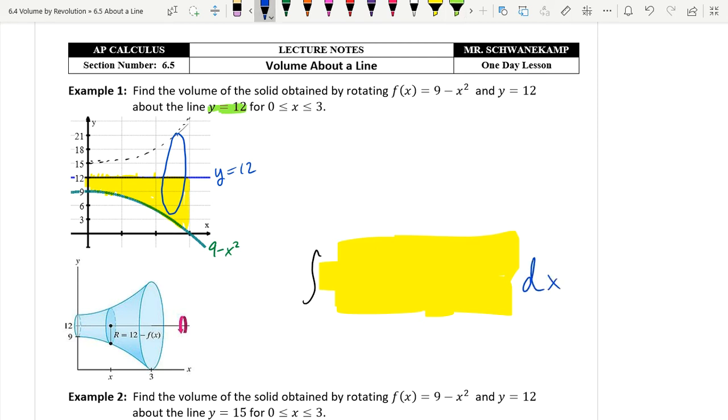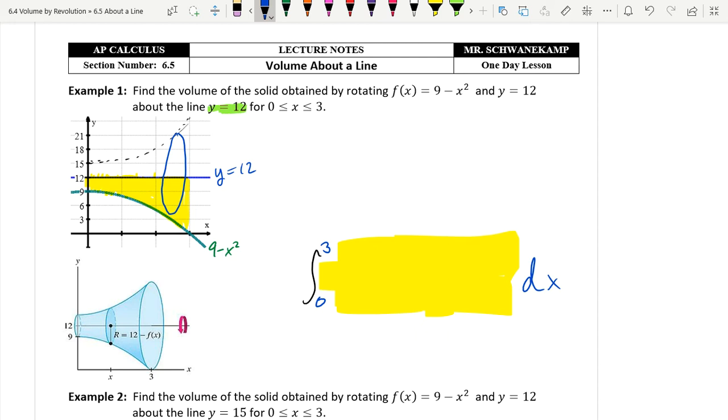Show me with your fingers, what do you think bounds are going to be? It's x values, so I'm looking for x bounds. I'm going from 0 until 3. The only thing I have left to do is fill in that yellow part, find the area.